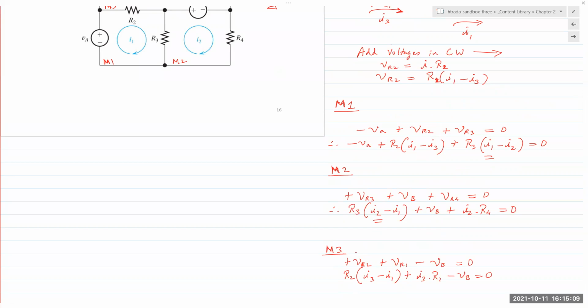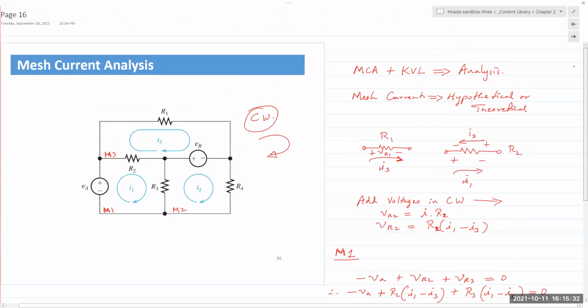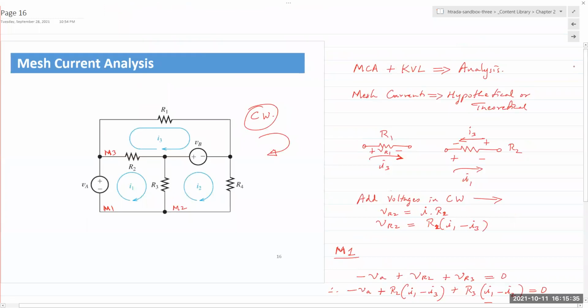So once you have these, you simply plug in all the known values, you reduce the equations to the form of AX plus or minus BY is equal to C, where X, Y are your variables or your unknown mesh currents. And then once you have your mesh currents, you plug and solve. You can find any voltage and any current in any part of the circuit. And that, in short, is mesh current analysis.